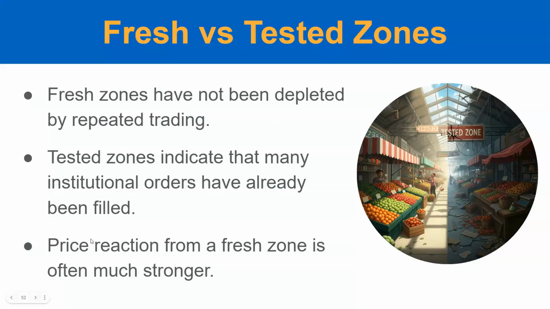All right. So again, price reaction from a fresh zone is often much stronger because it hasn't been tested. So if you think about it in theory, if you understand the idea of that imbalance and how it was created and price didn't come back to test it, then you're aligning yourself with that fresh zone. People are going to be pretty happy.